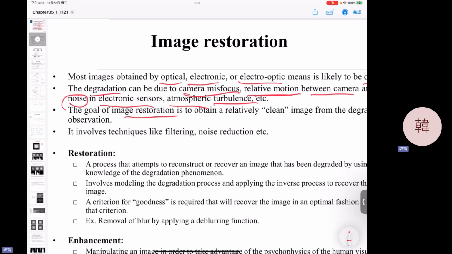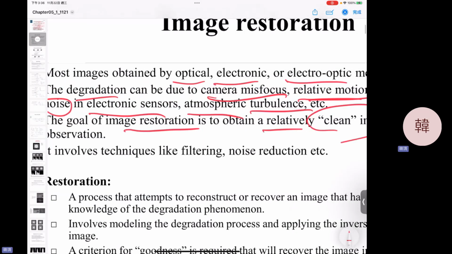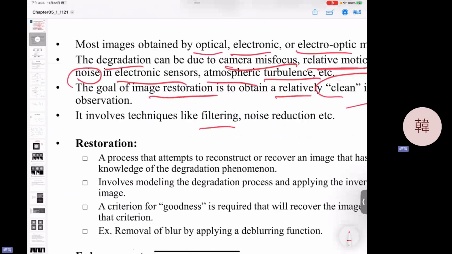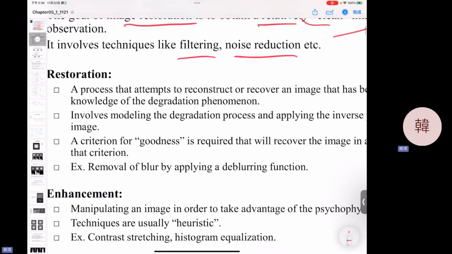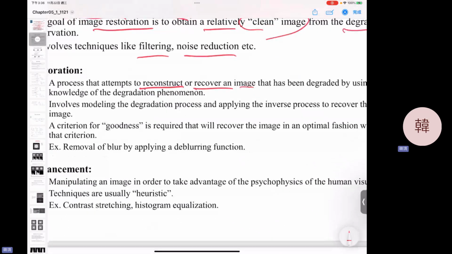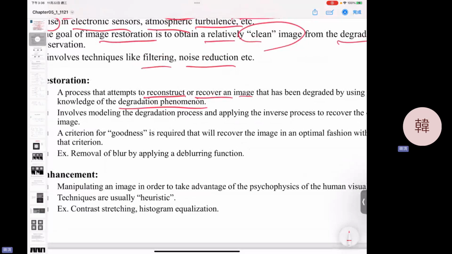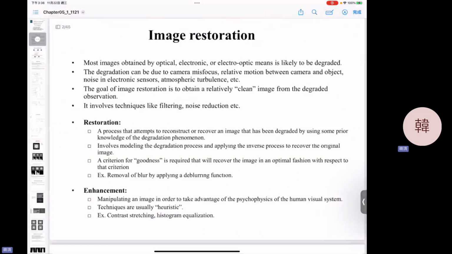So the goal of image restoration is to relatively clean the image from the degraded image. This is what we mentioned. It involves techniques like filtering and noise reduction. We are going to cover inverse filtering and some noise reduction techniques in this chapter. Restoration is a process that attempts to reconstruct or recover an image that has been degraded by the different degradation phenomena we just mentioned, like the environment, your hand shaking, and so on. We can also restore the image. It involves modeling the degradation process and applying the inverse process.